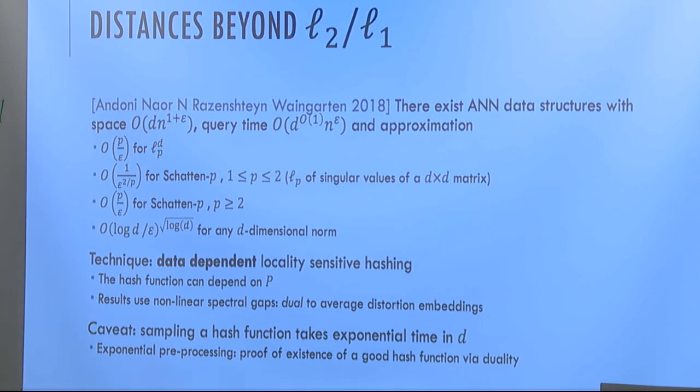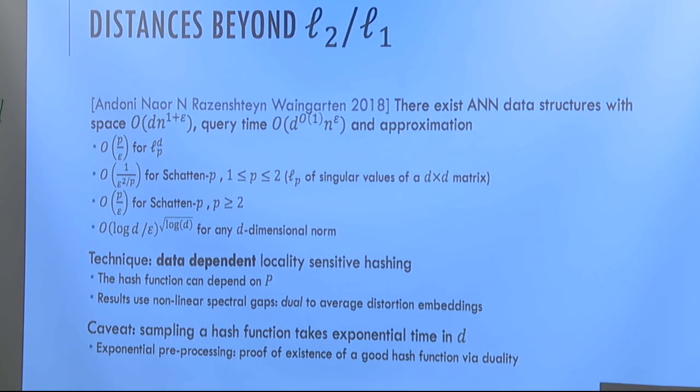The reason for that is that we work with the dual problem, so we could only show the existence of a good hash function, but finding it took exponential time. Once we find it, it's efficient to compute. It's pretty explicit, but we don't know how to sample it quickly. Let me put it that way. So these data structures all have exponential preprocessing. Otherwise, space and query time are good.